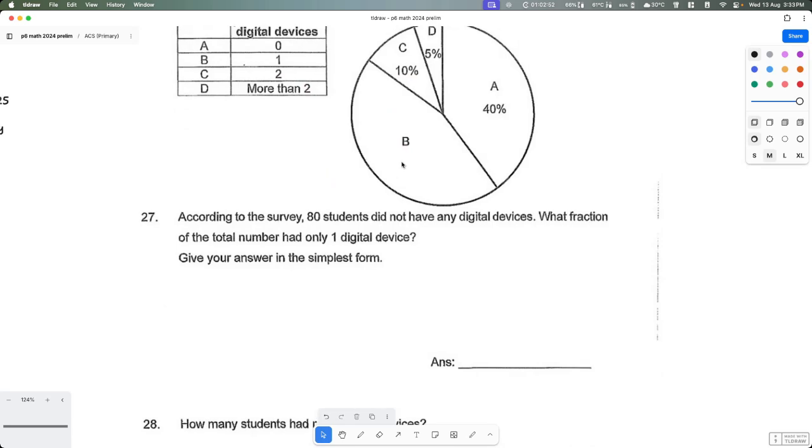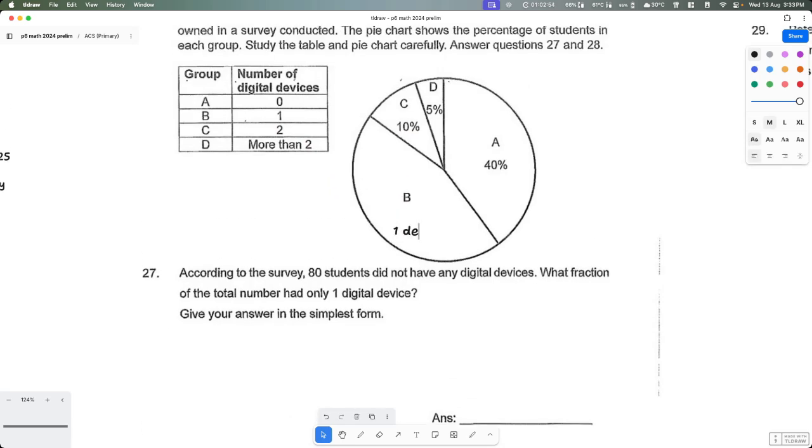It's easier if you just write one device, and then this is zero device. I usually recommend doing this because it's easier to refer to rather than looking at the chart. So more than two devices, which is D. I'm going to put a little mark, and this one is this.